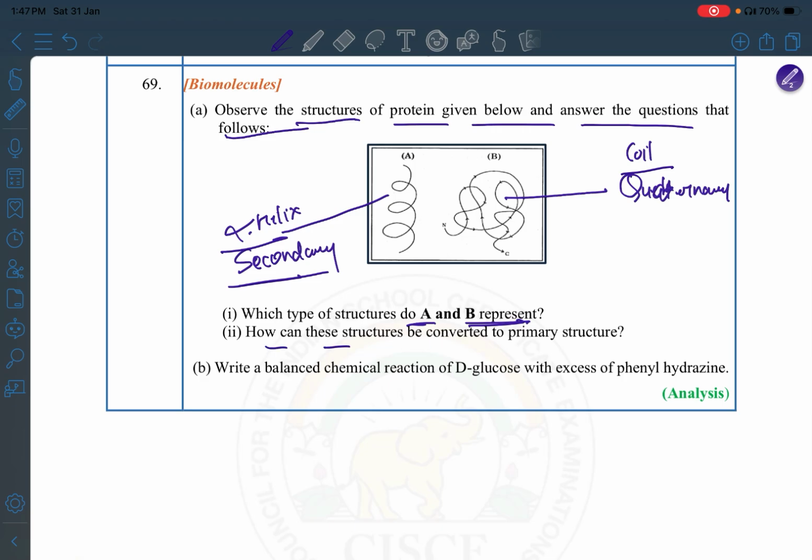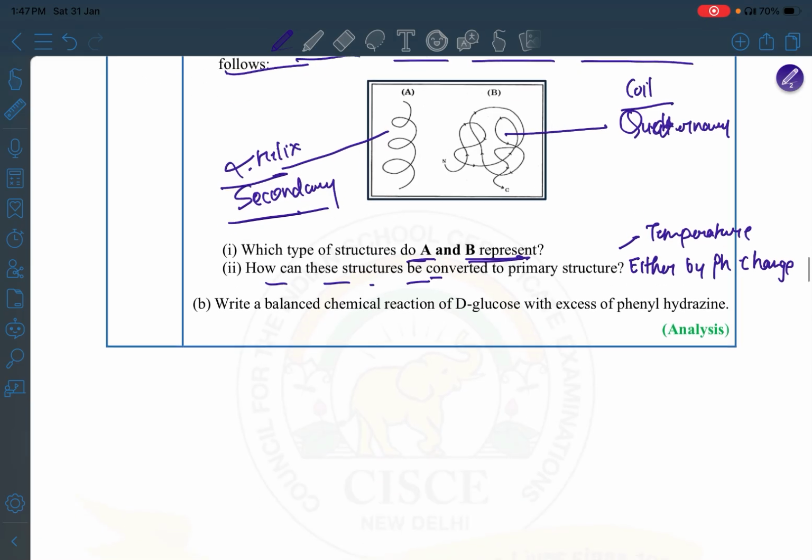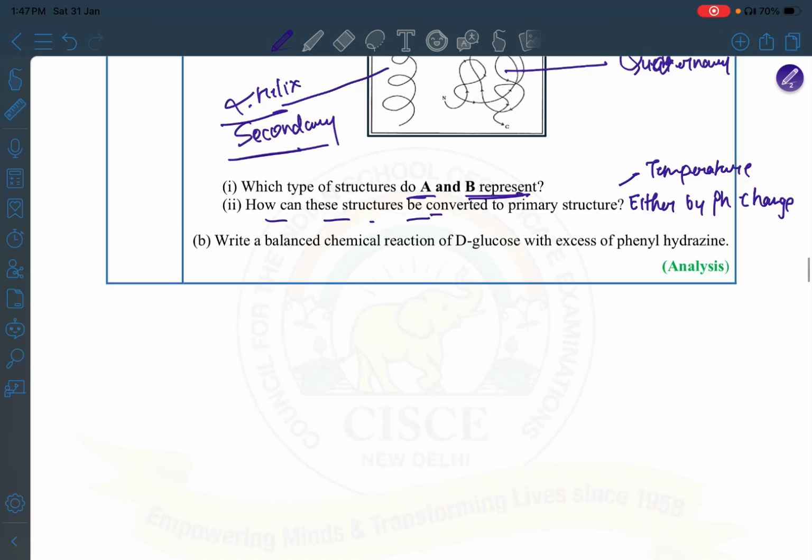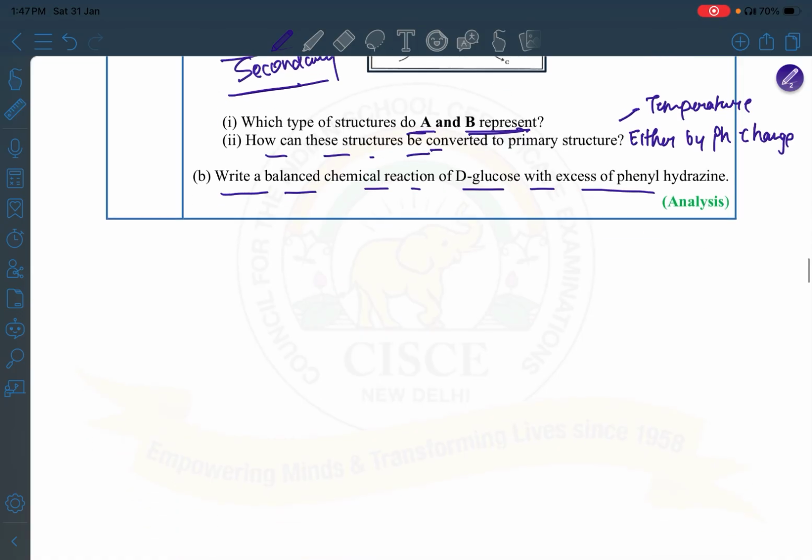Then how can these structures be converted to primary structure? We can convert it either by a pH change or by a temperature change. So there are two ways we can convert these into primary structure. Then, how do we write a balanced equation for D-glucose with phenylhydrazine?